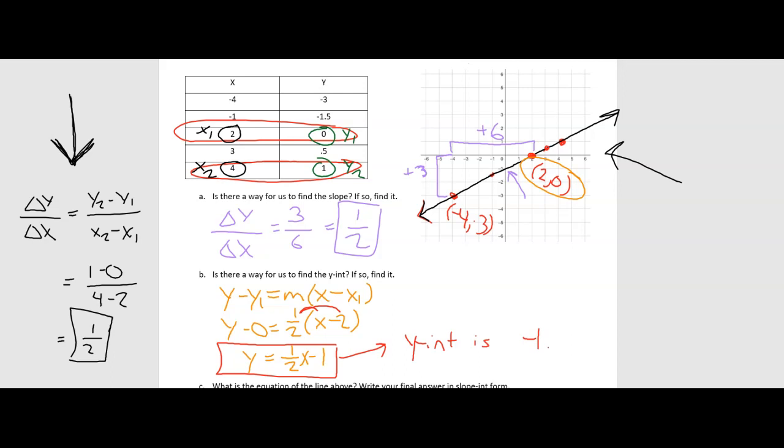Part C says, what is the equation of the line above? Write your final answer in slope-intercept form. Well, we just did that. We went from point-slope form to slope-intercept form. The equation that I starred would be our answer for part C. Okay, let's do a few more problems while we talk through some of these things in a bit more detail.